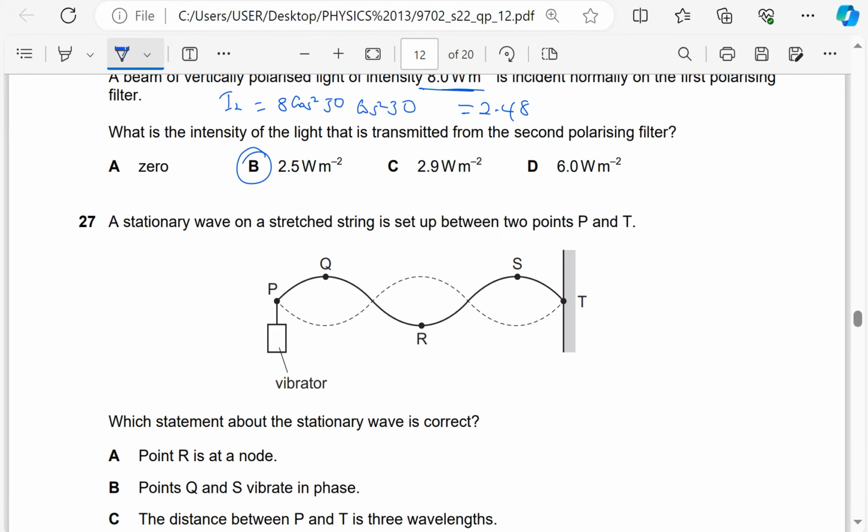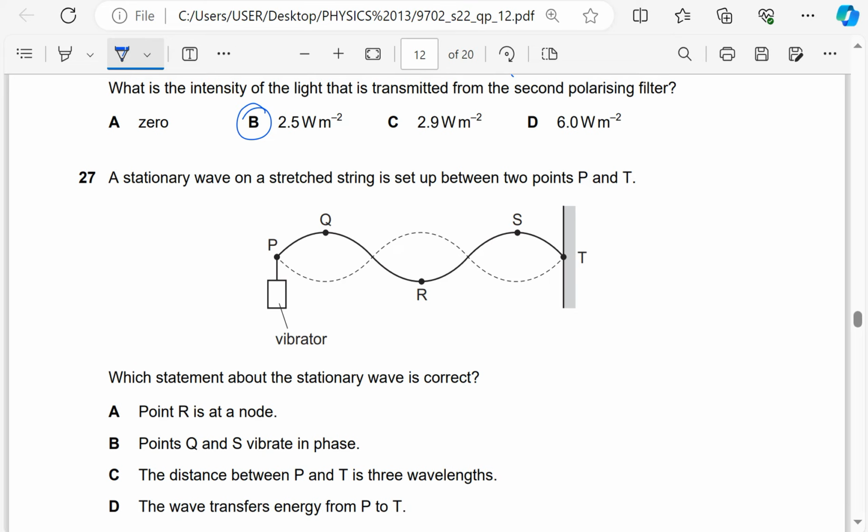A stationary wave on a stretched string is set up between 2 points P and T. Which statement about the stationary wave is correct? Point R is at a node. This is not at a node, that is an antinode. Q and S vibrate in phase. Because the particles here and here vibrate 180 degrees out of phase, then here another cycle will have started. So particles here and here are vibrating in phase. So the answer is going to be B.